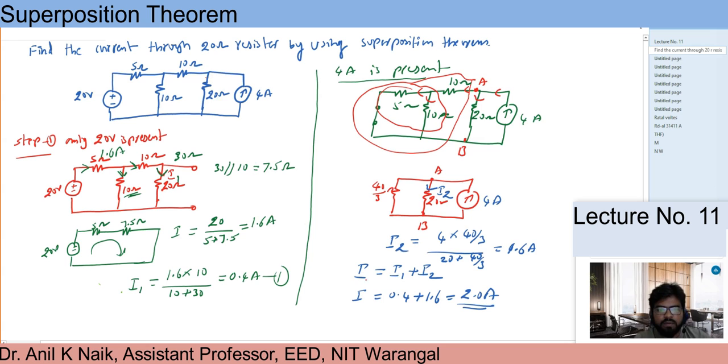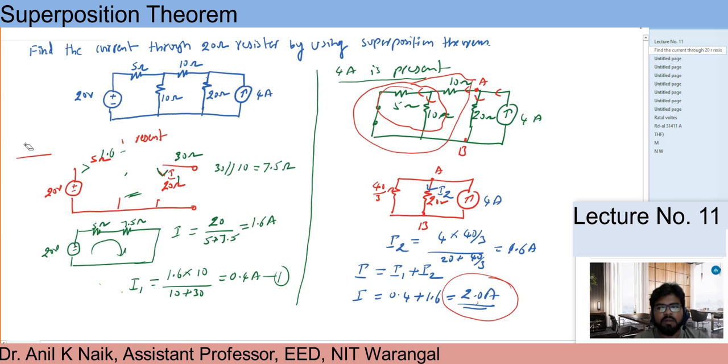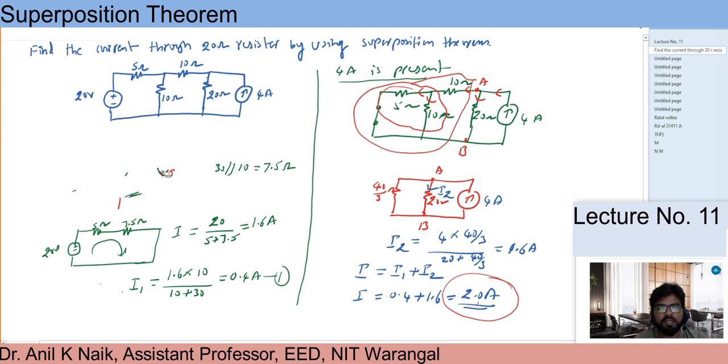So after applying the superposition theorem, this is the effective response we are getting through the 20 ohm resistor. So this is how we apply the superposition theorem. Without applying the superposition theorem also, this problem can be solved by using nodal analysis or mesh analysis. So I will go with the nodal analysis and show you the response.